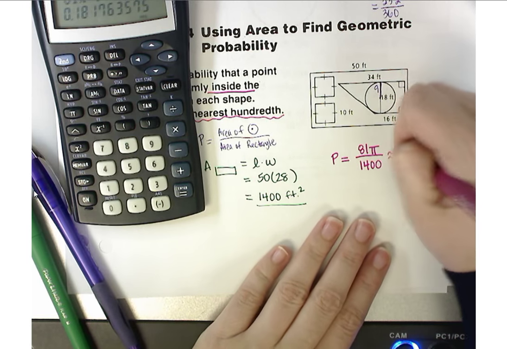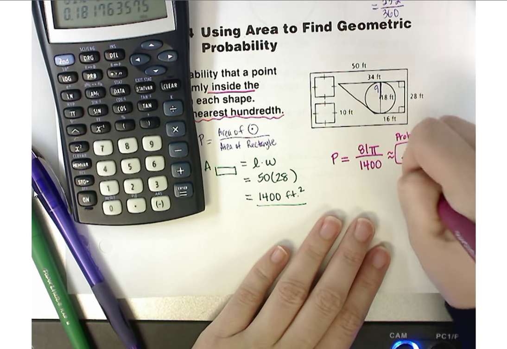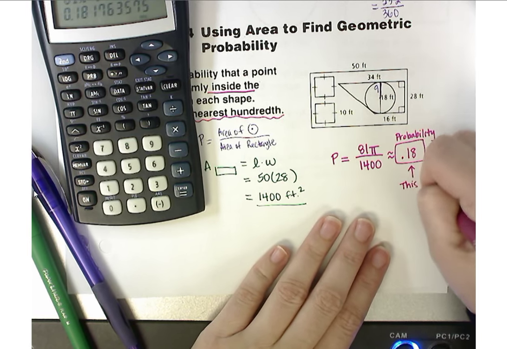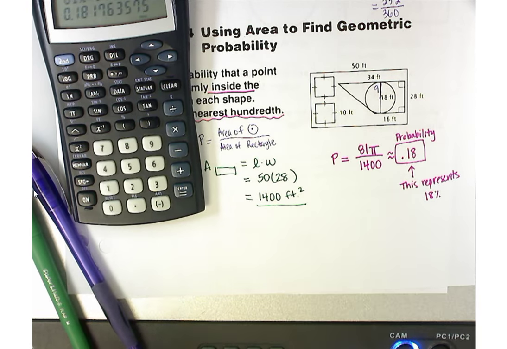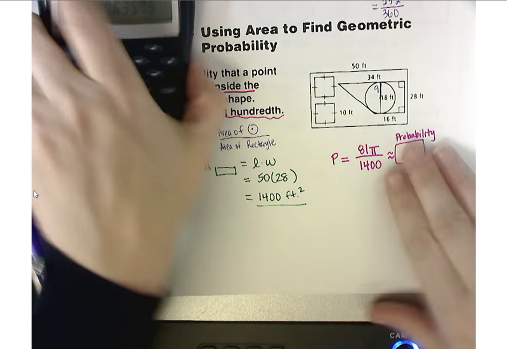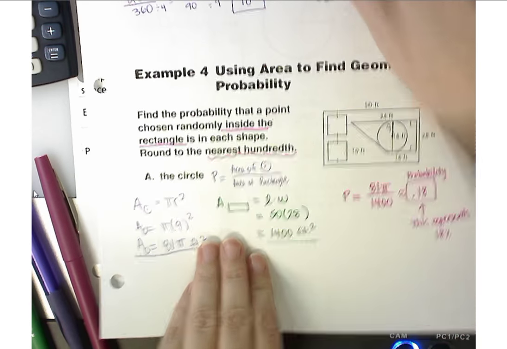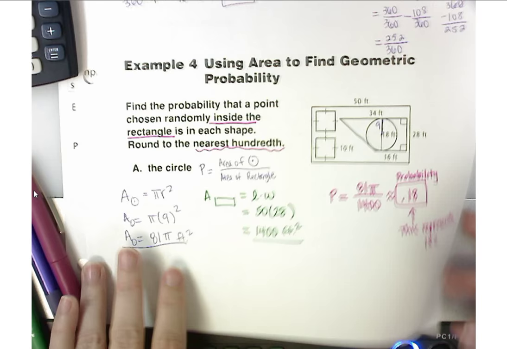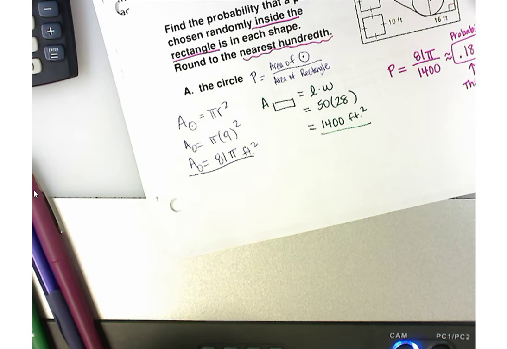So this is the probability. Now, what does that represent? Yeah, as a percent. Yep, so this represents 18%. That means you have an 18% chance that if you were finding the area of the circle, you have an 18% chance of being on the circle. Okay, what if we did the square? Let's do that one.